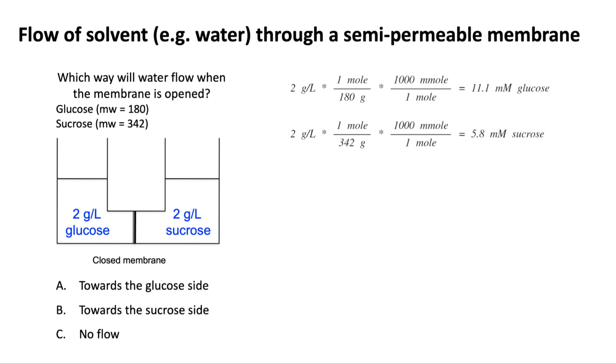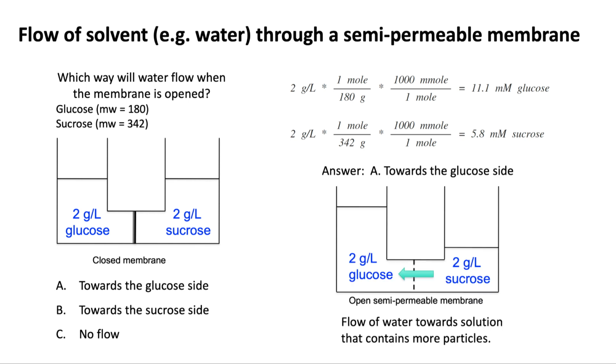Let's convert sucrose. Sucrose, 2 grams per liter times 1 mole on top per its formula weight, which is now 342 grams, times the 1,000 millimoles per mole. And we see that our actual starting concentration of sucrose is 2 grams per liter, but that's equivalent to only 5.8 millimolar. All right. So now, if we think about that, we have a much higher concentration in terms of the number of molecules of glucose. We have an 11.1 millimolar concentration of glucose compared to the 5.8 millimolar concentration of sucrose.